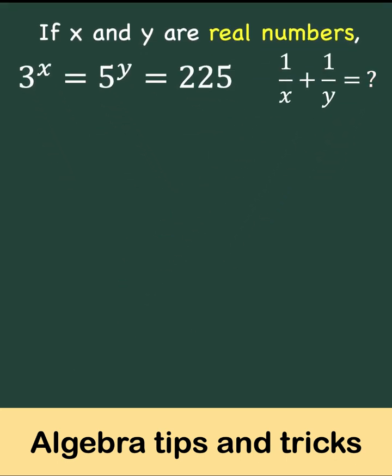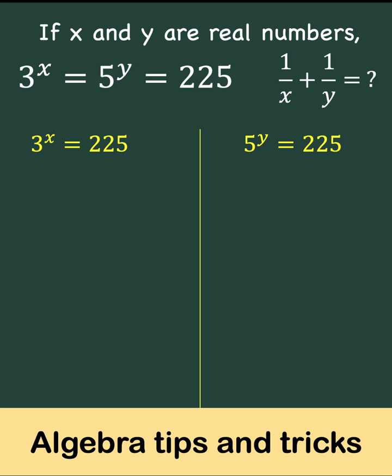Let's begin by writing this as two separate equations: 3 raised to x equals 225 and 5 raised to y equals 225. Then we can get the natural logarithm of both sides. We have ln of 3 raised to x equals ln of 225 at the left, and ln of 5 raised to y equals ln 225 at the right.